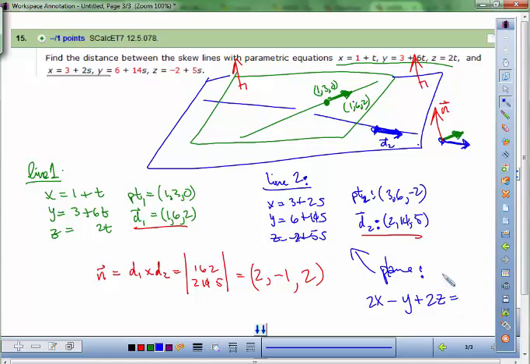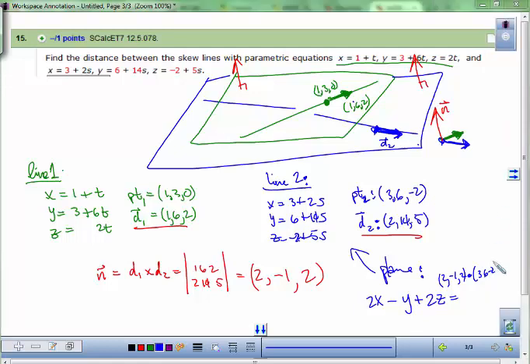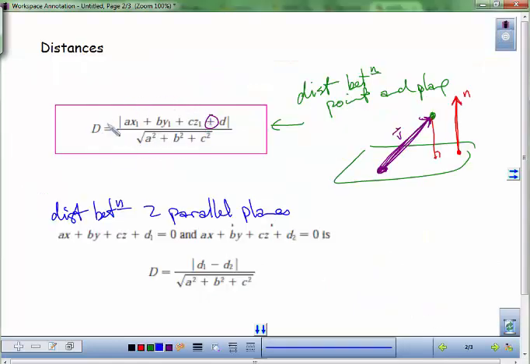So the dot product of the normal and the point, 2, minus 1, 2, dotted with 3, 6, negative 2. And that's going to give me whatever it's going to give me. 6, 0, negative 4? Confirm? Yeah? So this is your D for this. And we can do the same thing to find the equation of this plane, or we can just use this formula for the distance between a point and a plane. Let's use this formula to find the distance between a point and a plane.